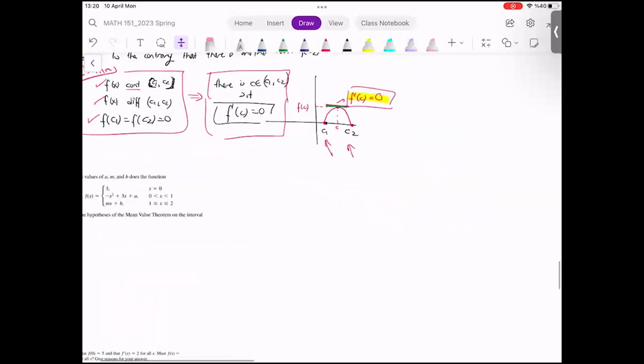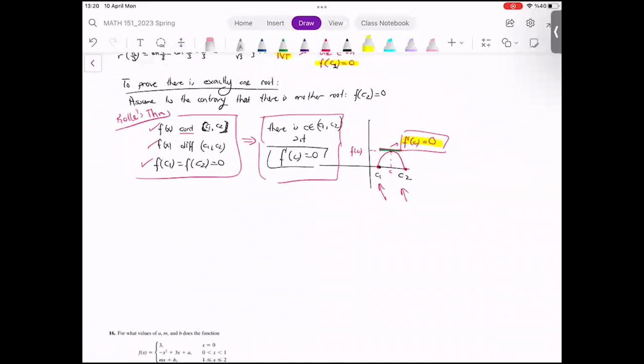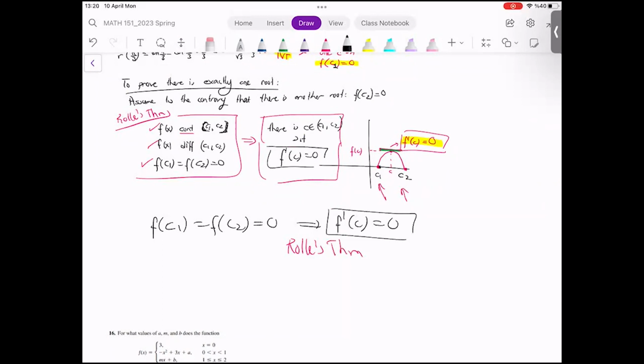Okay, we are almost done. Now, we assume there is another root, right? That's why we have this. With the second root, we have this. And by Rolle's theorem, we conclude that there is C between C1 and C2 such that F prime C is 0. But this can never happen.